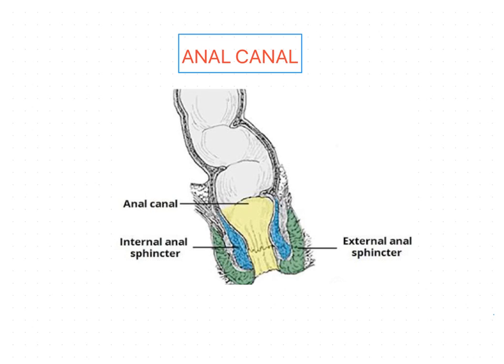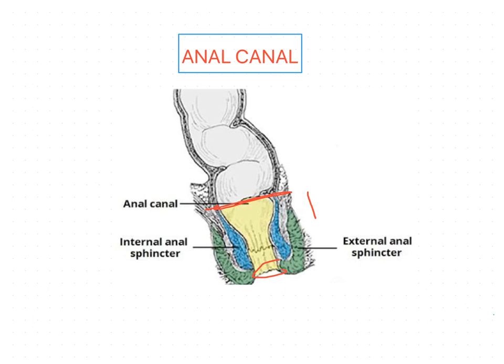The anal canal is the terminal part of the alimentary canal. It starts at the anorectal junction, at the level of levator ani, and ends at the anal opening in the perineum.